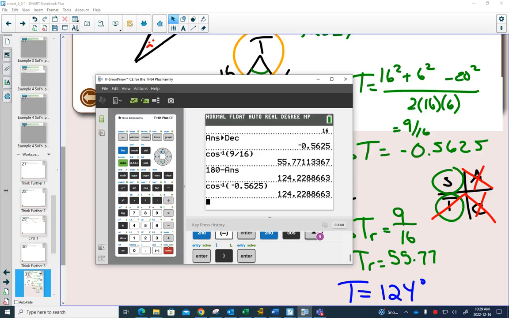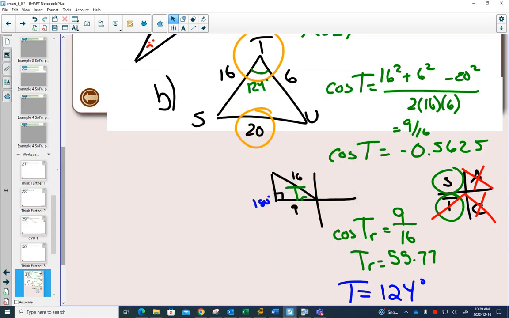The problem is then, if this was a question where you also had to find the answer in quadrant 3, you would not be able to find it. This is the reason that I would say we should always think of our CAST rule and find our reference angle. Because if you had a reference angle, can you see that you could find the answer in quadrant 3 easily by doing 180 plus your reference angle? If you just found 124 directly, you wouldn't be able to easily find the answer in quadrant 3. So it's good practice to do a method that will help you later on.